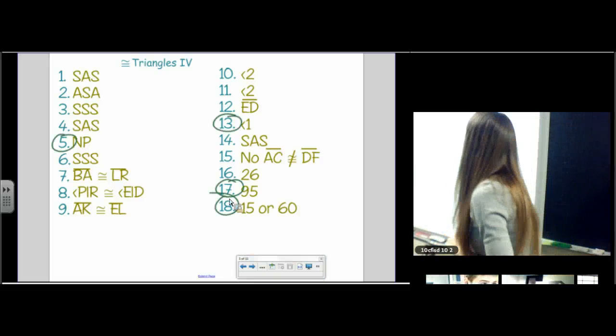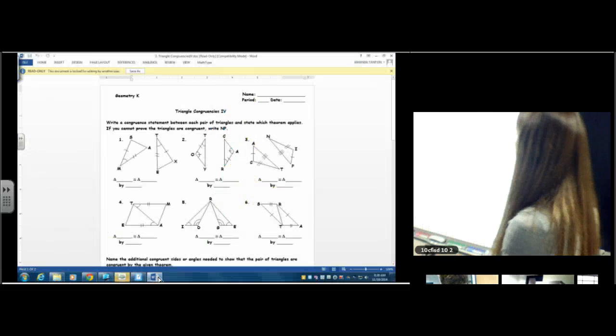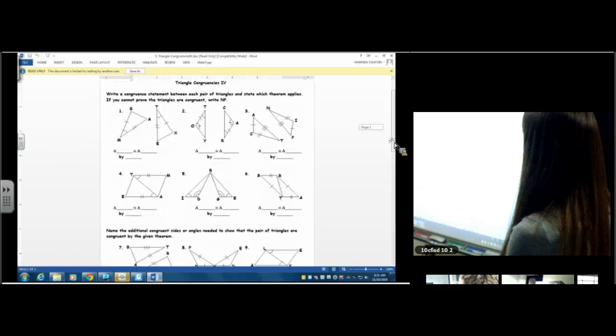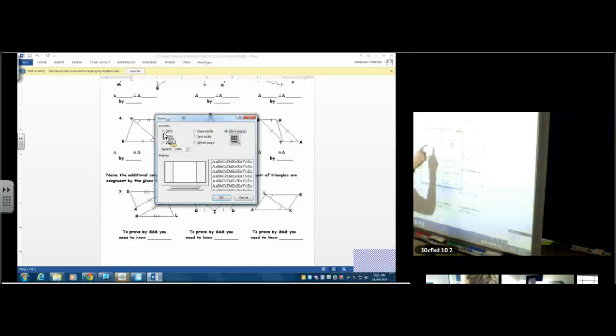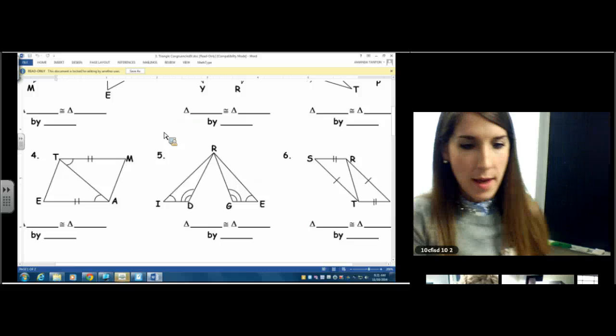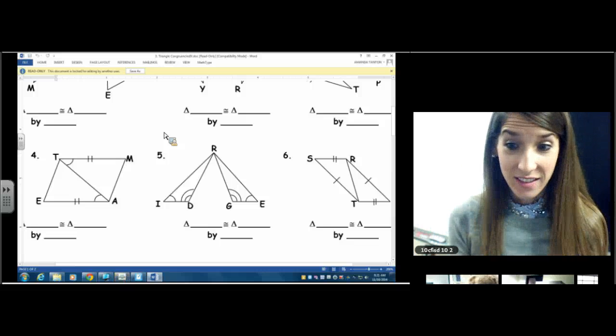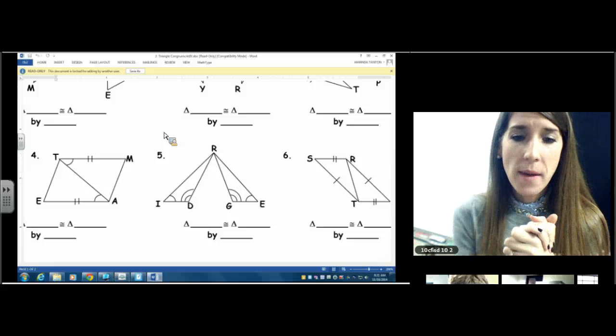Okay, let's start with number 5, and then we'll go to 13. Take a look at number 5 with me. What can we add to our picture? I'll zoom in while you're looking. Because that's what you always look at first. What am I geometrically allowed to add? Nothing. You can't add anything to number 5. So on number 5, all we have is angle, angle.